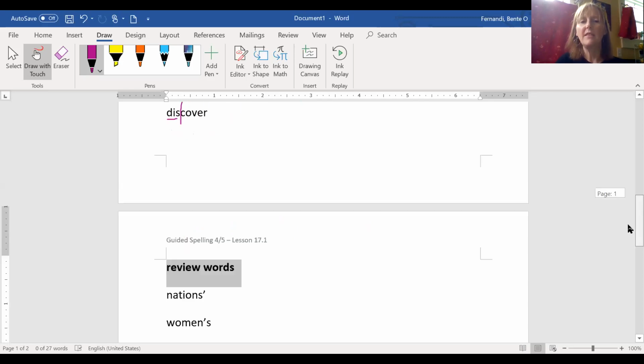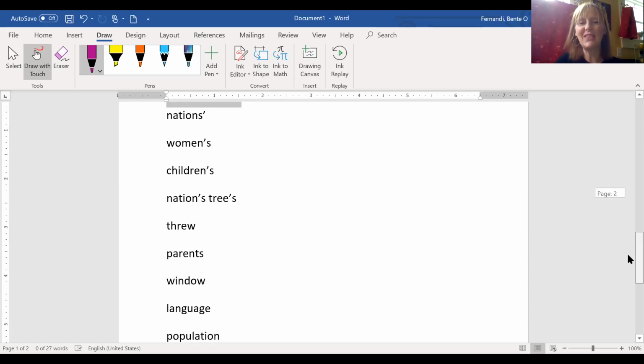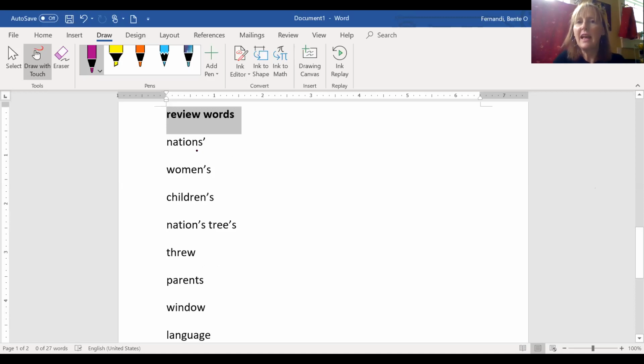Okay. These are the review words, so we're just going to quickly go through these. Nations, how many nations do we have? Well, we have more than one because we first have a plural word and then the apostrophe. Women, even though it doesn't have an S on the end, remember that women is already plural. So then we just add the apostrophe S there. Same with children. Children is already a plural word. So we're going to write children, then we're going to do apostrophe S. Same with nation. We're first going to figure out how many nations there are. There's only one because the word is nation, and then the apostrophe S. And tree, one tree, and then apostrophe S.